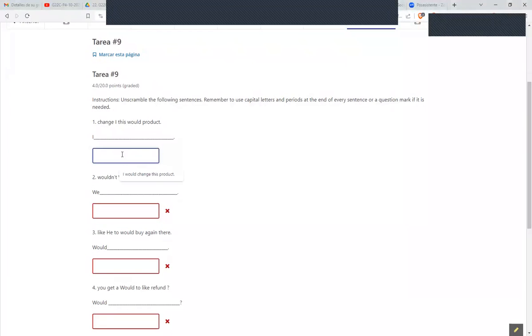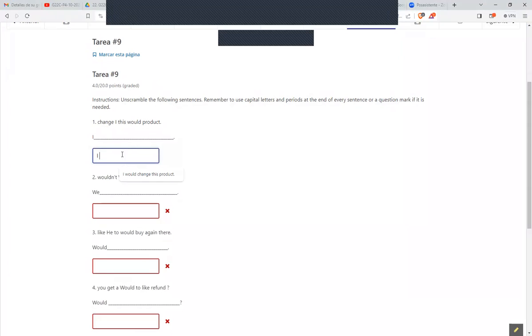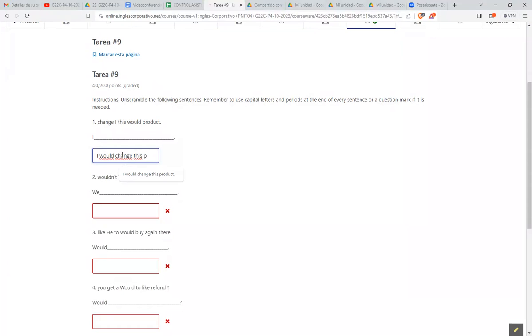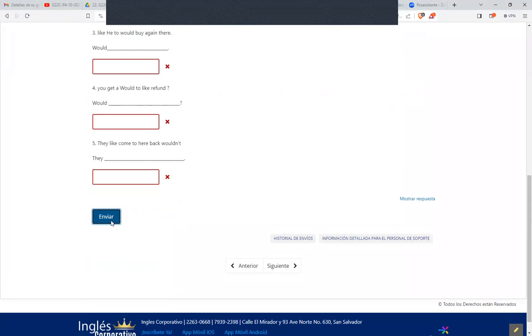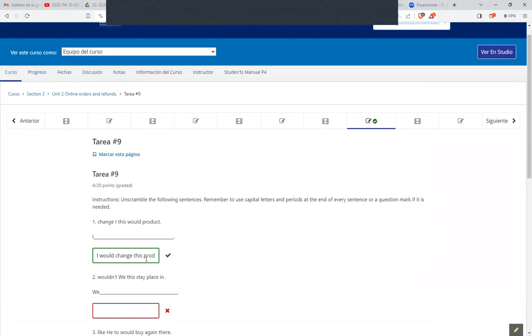Porque mire, le muestro. Control. Permítame. Aquí, mire. Por ejemplo, la respuesta tal y cual, mire cómo la estoy digitando. I would change this product y punto. Le doy a enviar y me la acepta como correcta.